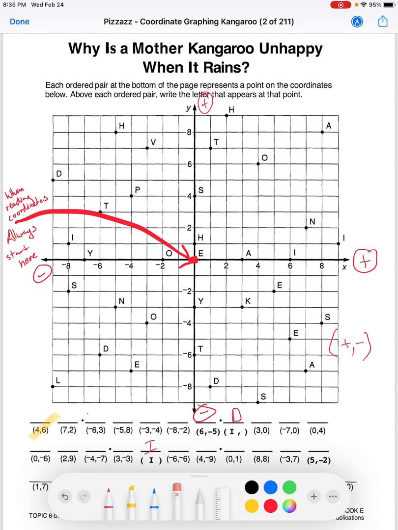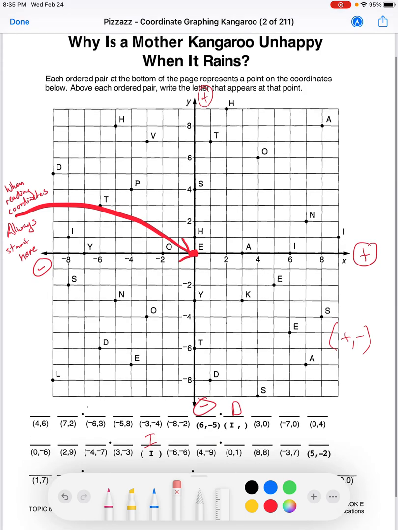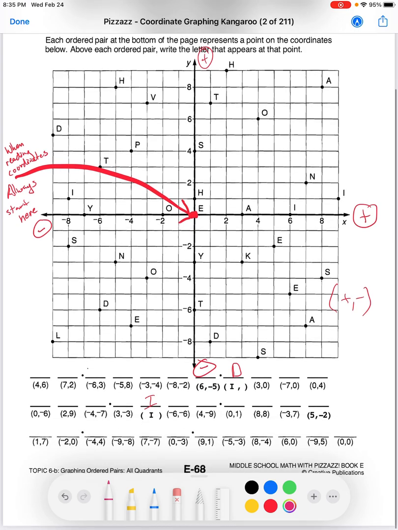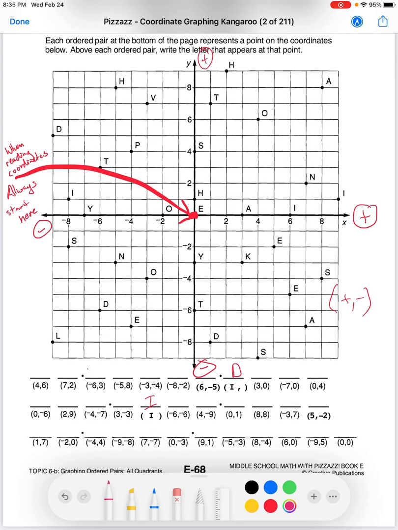And what you should do is you should see a response on here, and that response, quite honestly, is tied to that top question, which is, why is a mother kangaroo unhappy when it rains? So, all right, but in order to do that, let's talk a little bit about this coordinate graphing.